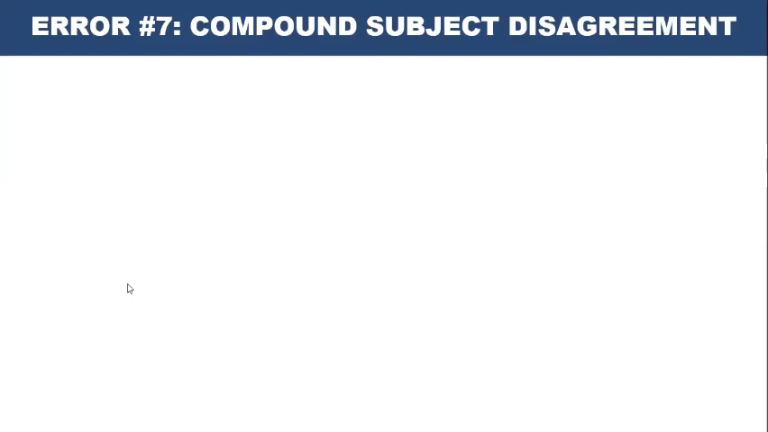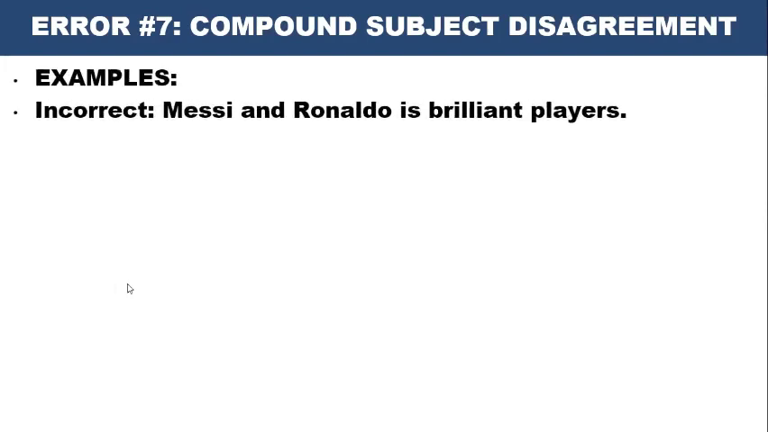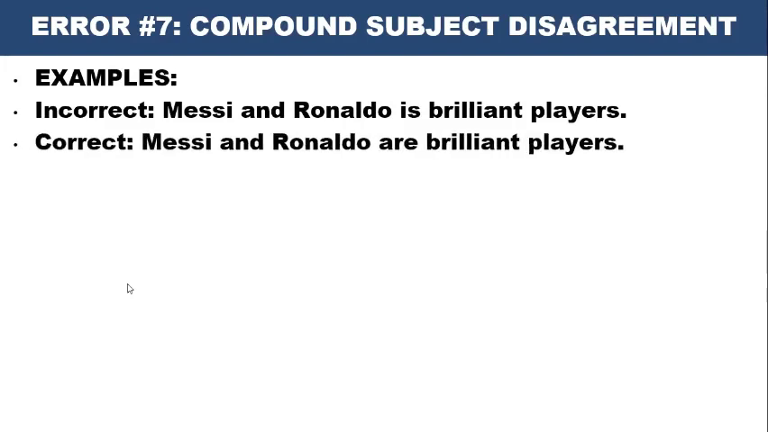If there is more than one subject, they work together as a plural subject, so the verb is plural. Let's look at examples. Messi and Ronaldo is brilliant player. This is incorrect because you have a plural subject here and should take a plural verb. That's the rule of Concord. So the correct thing is, Messi and Ronaldo are brilliant players, okay?